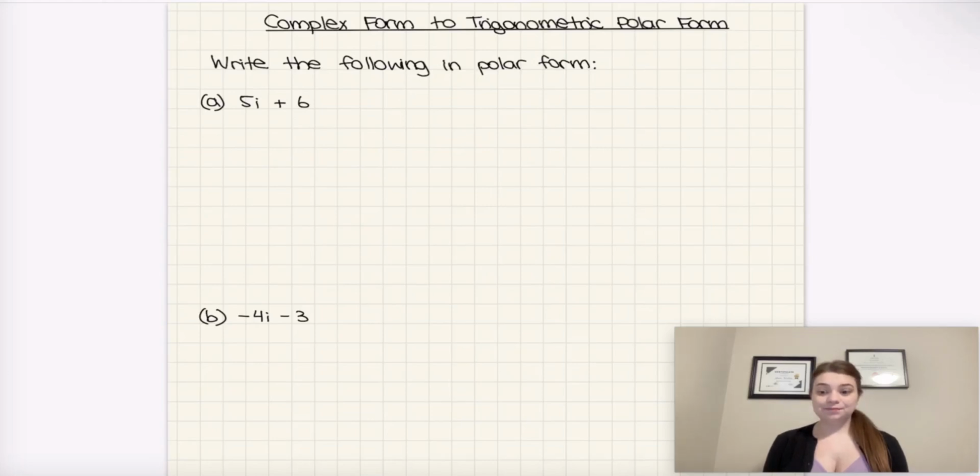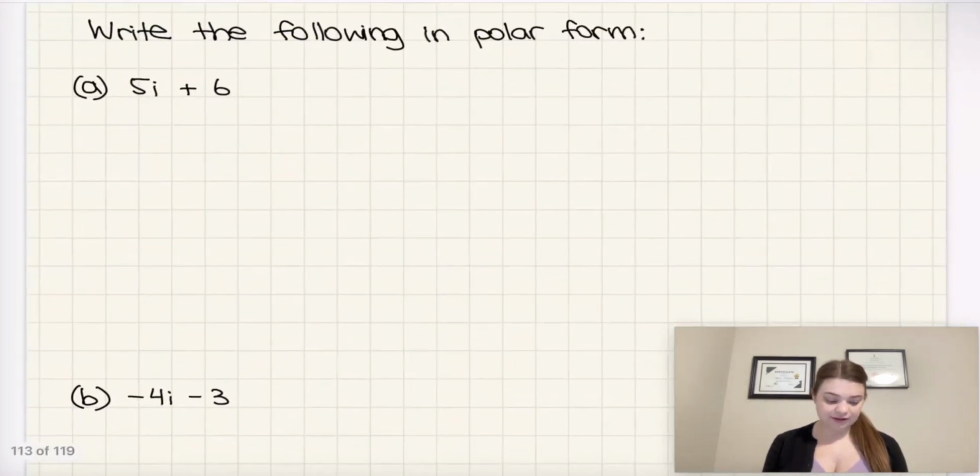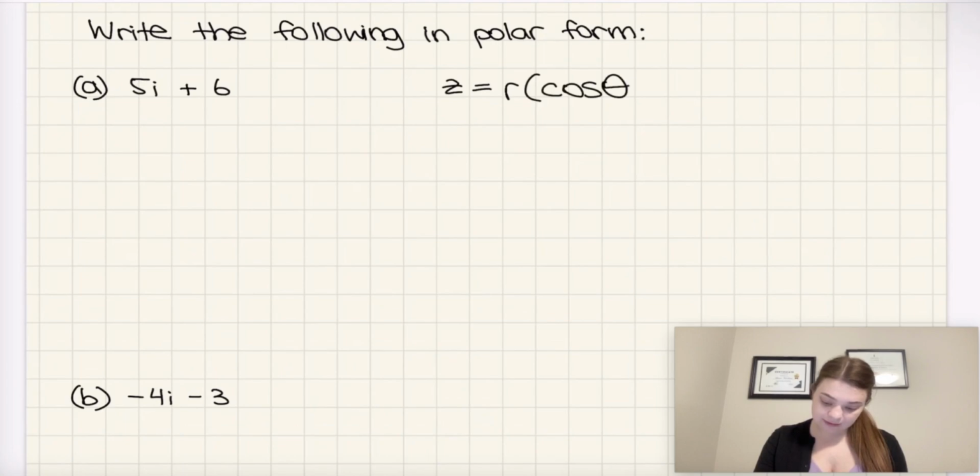Welcome back, everyone. Today we are going to be transforming complex numbers into trigonometric polar form. So let's dive in. In general, the formula for polar form for complex numbers is that z is equal to r times cos theta plus i sine theta. That's a very key equation that we'll be using throughout this.